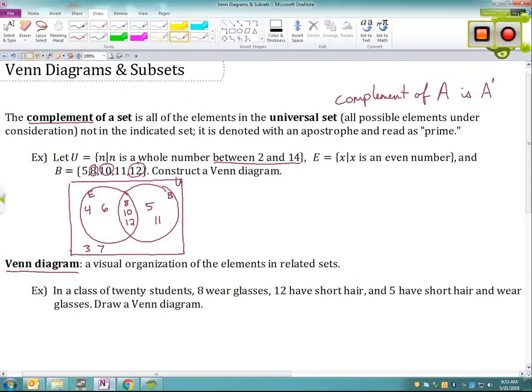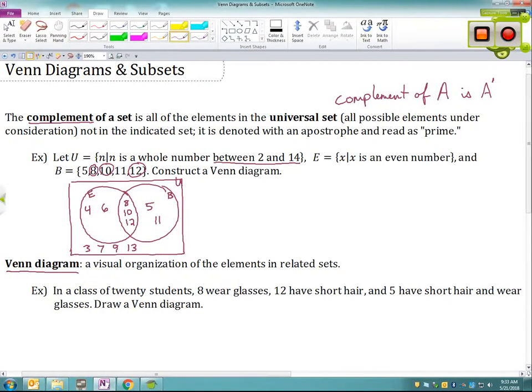I'm missing a 7, and then I have 8, so I'm missing 9, 10 is present, 11 is present, 12 is present, and I'm missing a 13. And it doesn't really matter where those go. Those just need to be inside the box but outside the bubbles, okay? So this is my Venn diagram that shows me how sets E and B interact with each other and with the universal set, which is everything inside the box.